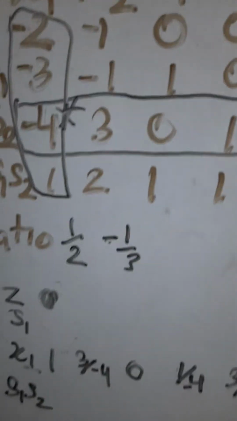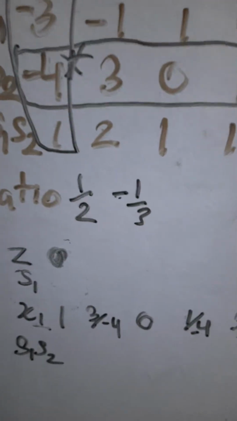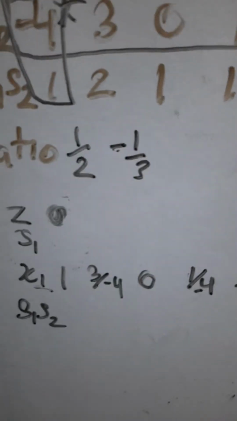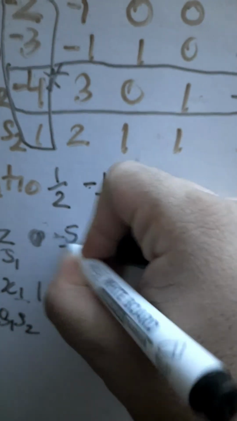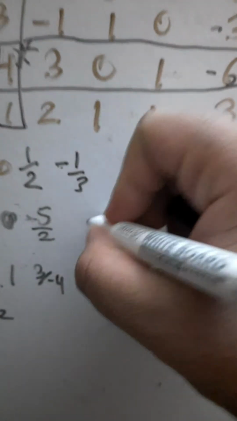3 by minus 2 added to minus 1: we would multiply this minus 1 by 2, then it would become minus 2. Minus 2 minus 3 is minus 5 by 2. So it would become minus 5 by 2. 0 into 2 is still 0. 0 plus 0 is also 0. So it would remain 0.